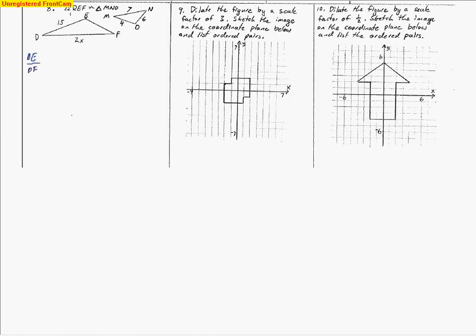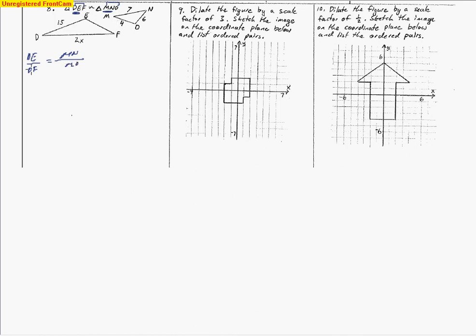Now let's take a look at what DE corresponds to. DE is right here. It's the first two letters. So it corresponds to MN. So I'm going to put MN in the same location I put DE. Now DF is the first and the last letter or point in that where they mention the triangle. And so is M and O. So I'm going to use MO, which is 4 in this case.